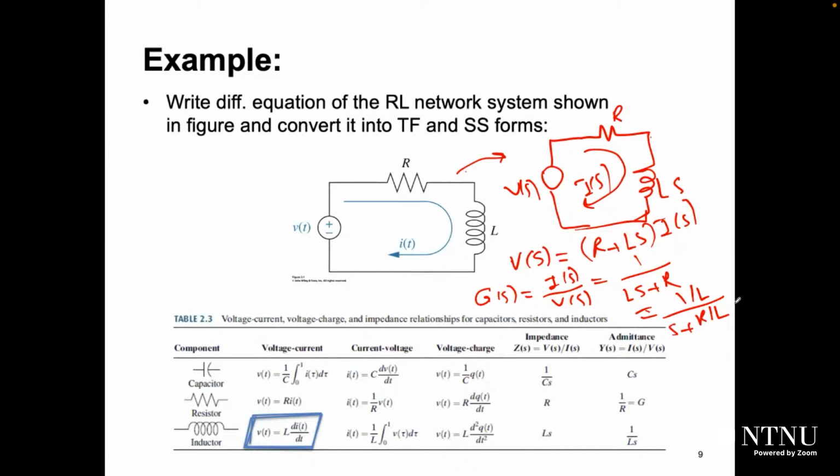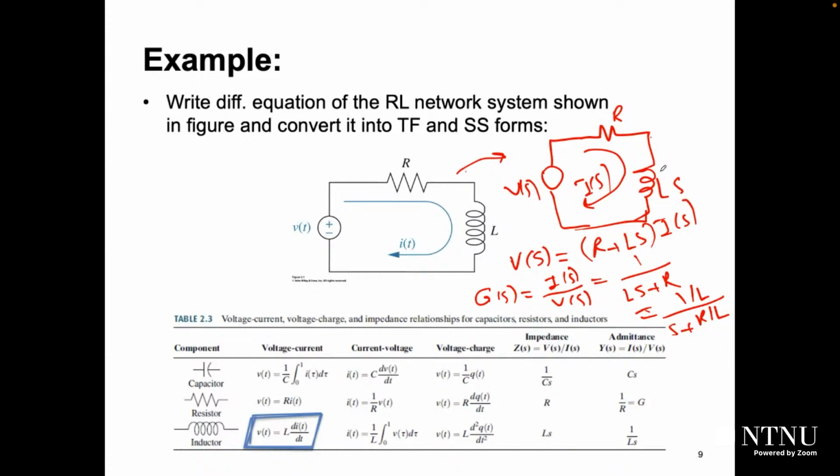If we need to write the differential equation of the RL network system shown in the figure and convert it into a transfer function, first here in this example, we need to find the differential equation, in fact, which is describing it. When we try to get the differential equation, we try to look into elements which can store energy. So now we are done with this transfer function, but now we need to write the differential equation.